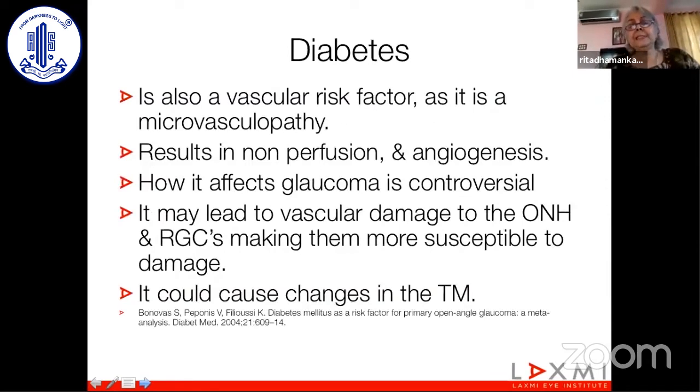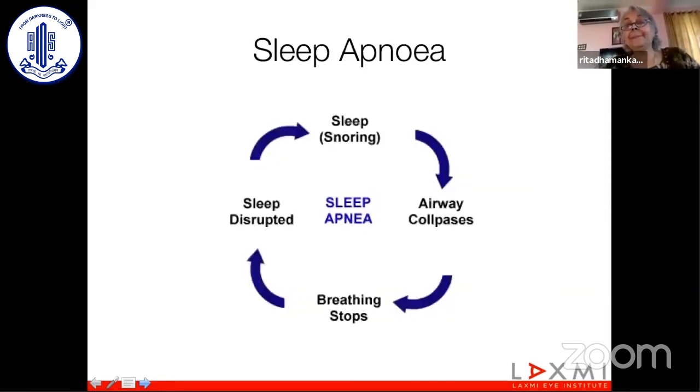Now, diabetes is also a vascular risk factor as it is a microvasculopathy. Probably it results in non-perfusion and angiogenesis. How it affects glaucoma is controversial. It may lead to vascular damage to the optic nerve head and the retinal ganglion cells, making them more susceptible to damage. It could cause changes in the trabecular meshwork as well. Sleep apnea is something else that we have to learn to look at.